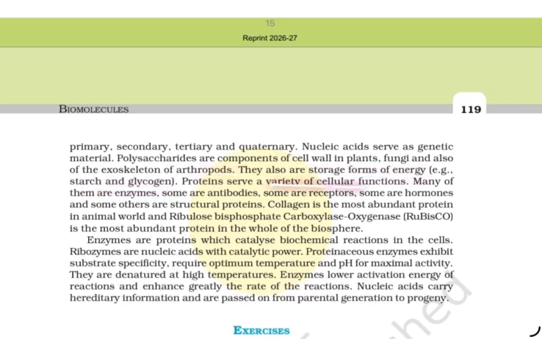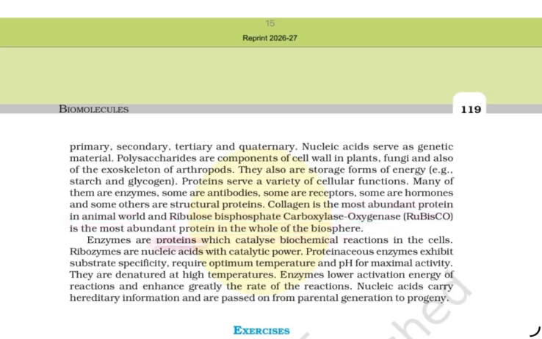Proteins serve a variety of cellular functions. Many of them are enzymes, some are antibodies, some are receptors, some are hormones, and others are structural proteins. Collagen is the most abundant protein in the animal world. Ribulose bisphosphate carboxylase oxygenase (RuBisCO) is the most abundant protein in the whole of the biosphere.